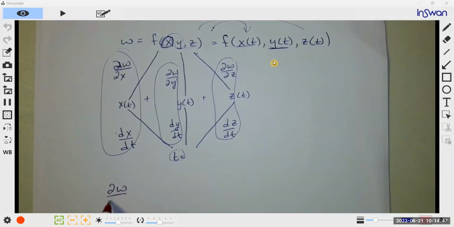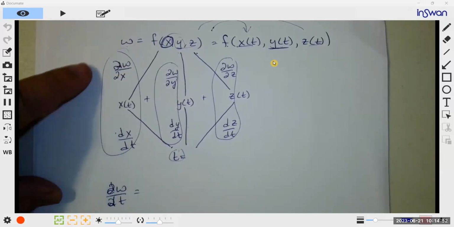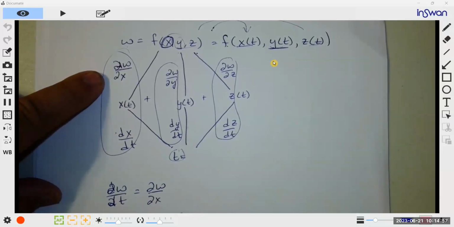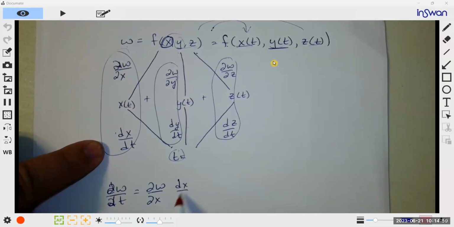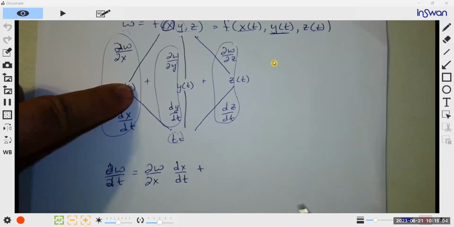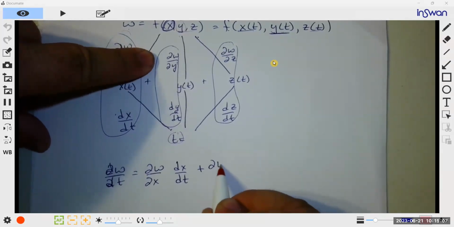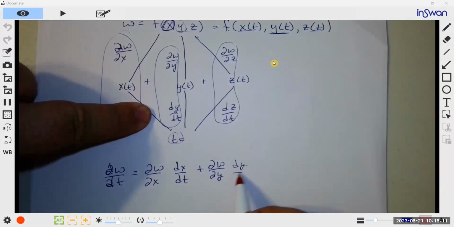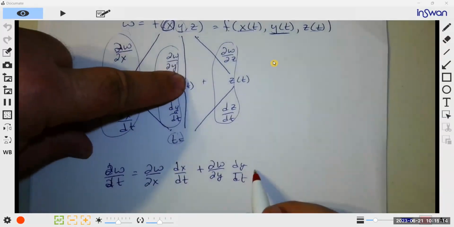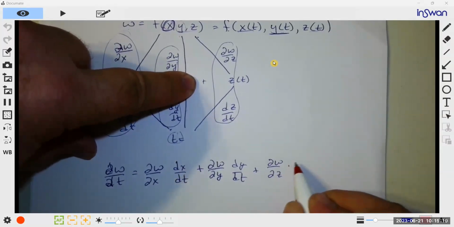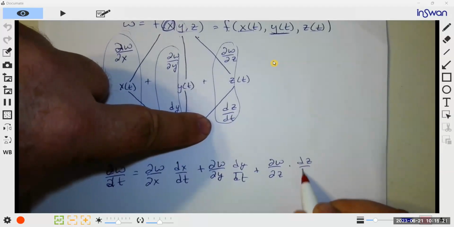So dz dt, the answer is the partial of the function with respect to x times dx dt, plus the partial of the function with respect to y times dy dt. And lastly, the partial with respect to z times dz dt.